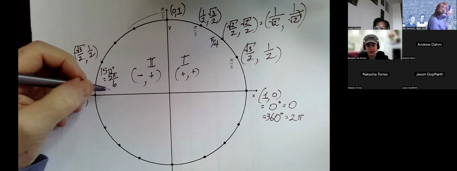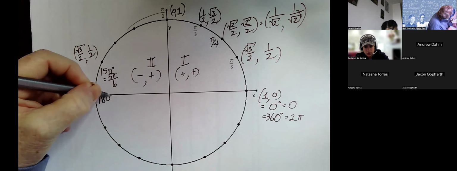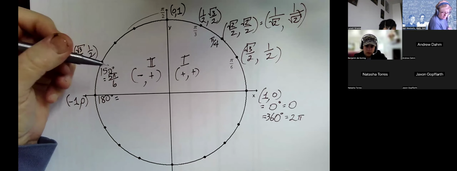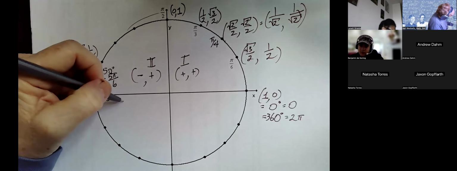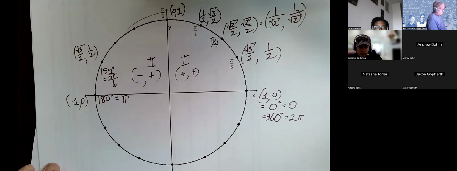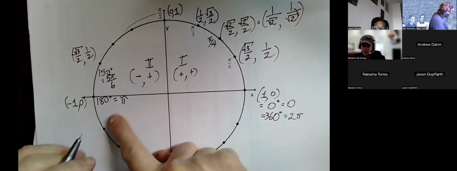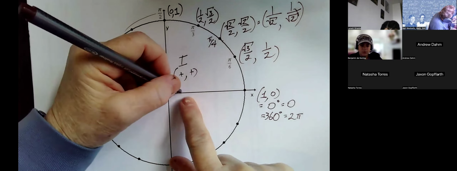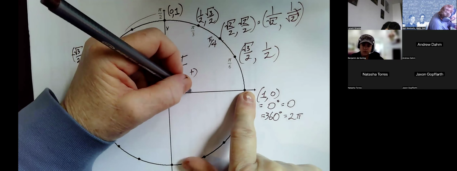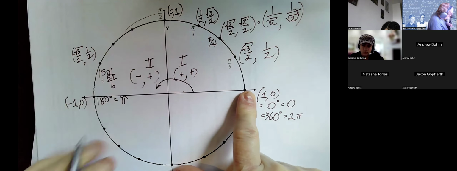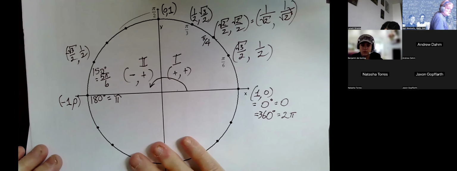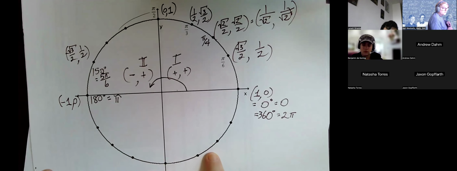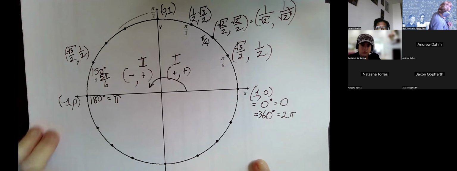180. Good. And I'm not sure what the pi thing is. Just pi. Pi. Okay, cool. And we always measure these things starting at the positive x-axis and going counterclockwise, if the angle has positive value. Okay.